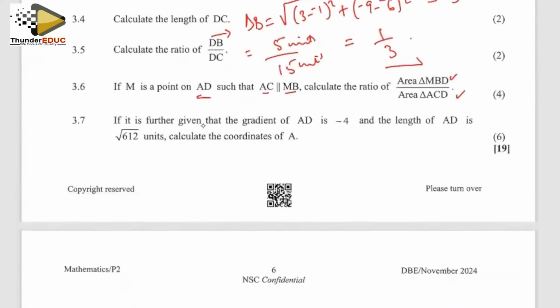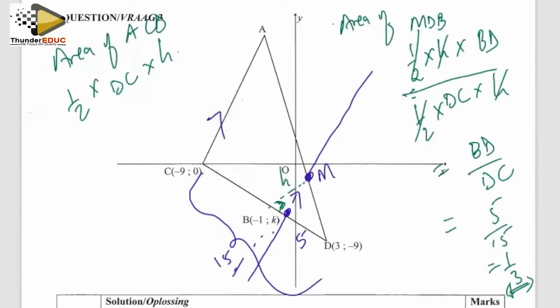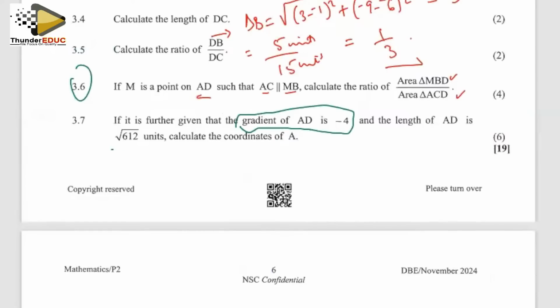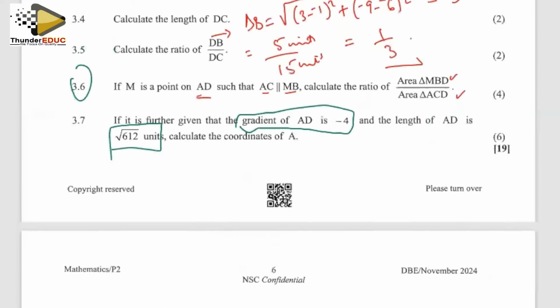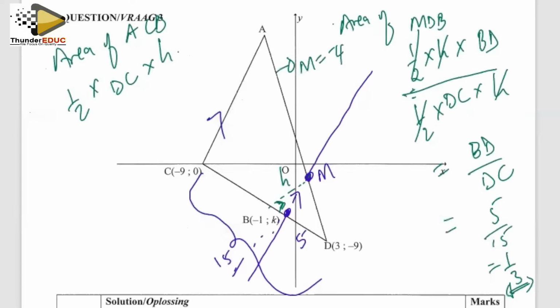All right, so that is 3.6. Then 3.7, they're telling us that it is further given that the gradient of AD is -4. Okay, so here we have the gradient as -4. Then the length of AD is √612. Okay, AD is √612. What do they want us to do? We need to find the coordinates of A.